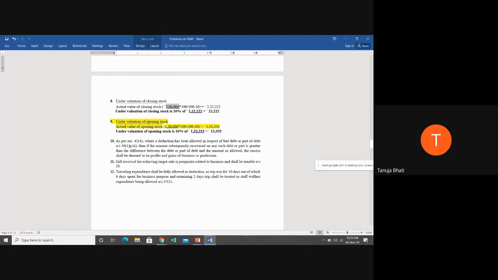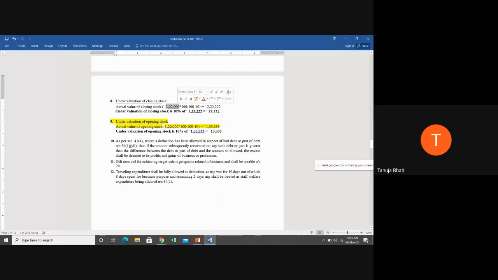Take the value as per the P&L account into 100 divided by 100 minus 10. If it is undervalued, you have to use your minus. If it is overvalued, you have to use your plus sign. So when we solve this particular thing, we get that the actual value of closing stock is 2,22,322. Now, students, actually the closing stock should have been 2,22,322, but we have shown in the P&L account 2 lakh rupees.